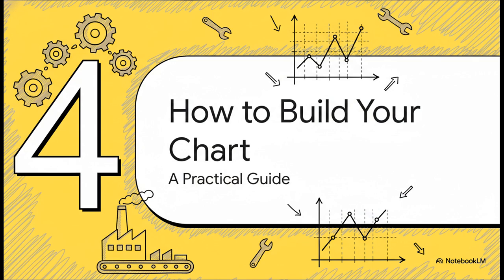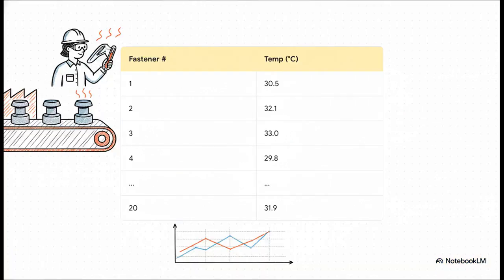All right, enough theory. Let's get our hands dirty. It's time to actually build one of these charts from scratch, and we'll use a real-world example to do it. So here's our data. Picture a quality engineer on a factory floor. They're grabbing individual steel fasteners one by one as they come off the line and measuring the temperature. We've got 20 of these measurements in a row. Our job is to figure out if this process is stable, if it's in control.